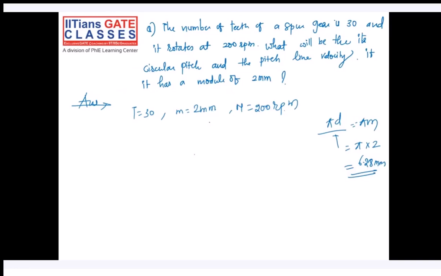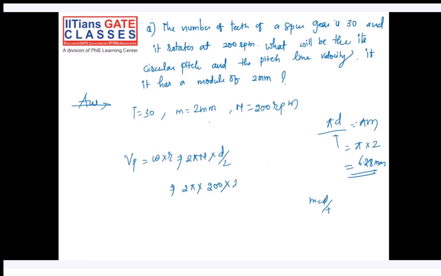And Vp means the pitch line velocity, which is equal to omega into r, and that is equal to 2 pi N by 60 into r, where r is the diameter divided by 2. For the first gear, 2 pi N is 200 and its diameter is not known, but you know the module is equal to d by t. So diameter is module into number of teeth, and radius is module into t divided by 2. The module is 2, the number of teeth is 30, divided by 2.